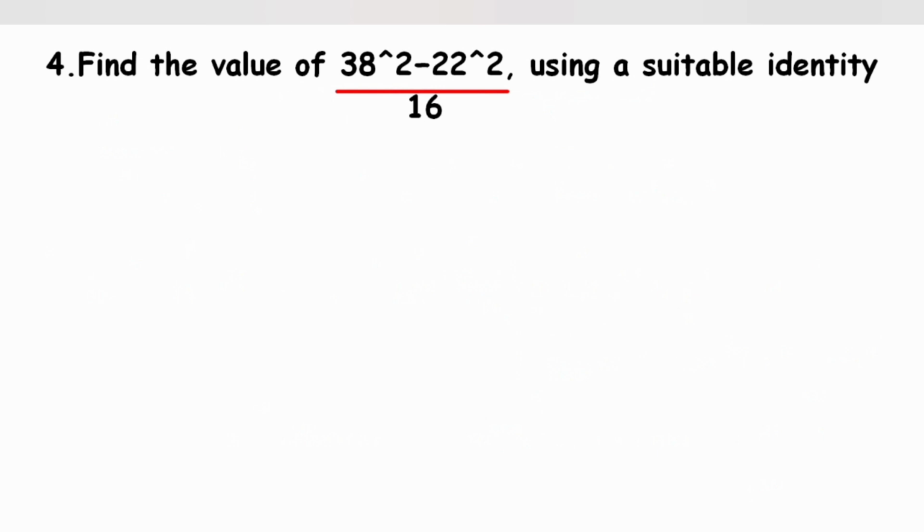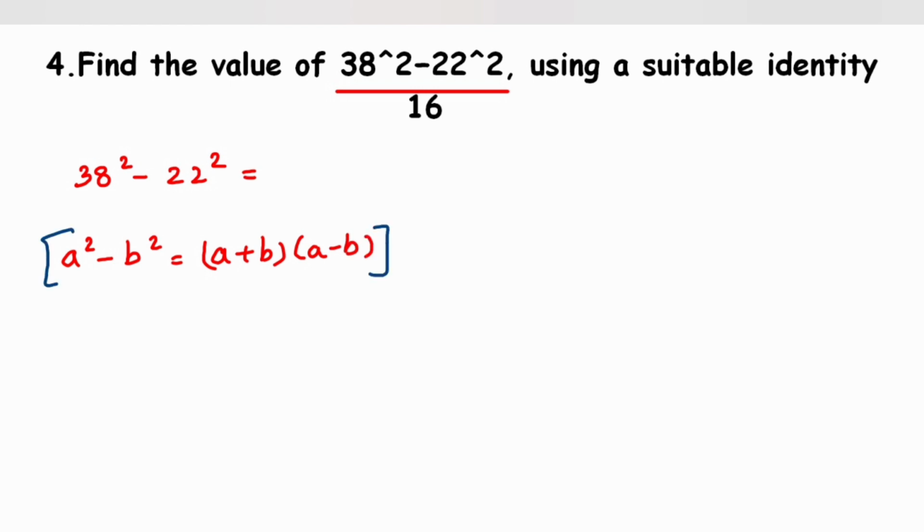Okay, this is again an interesting one. Find the value of 38 square minus 22 square upon 16 using a suitable identity. So first we're going to take the numerator and solve it. So here we have 38 square minus 22 square. Now we know that a square minus b square is equal to a plus b into a minus b, right? This is an identity, so this identity we're going to use here.